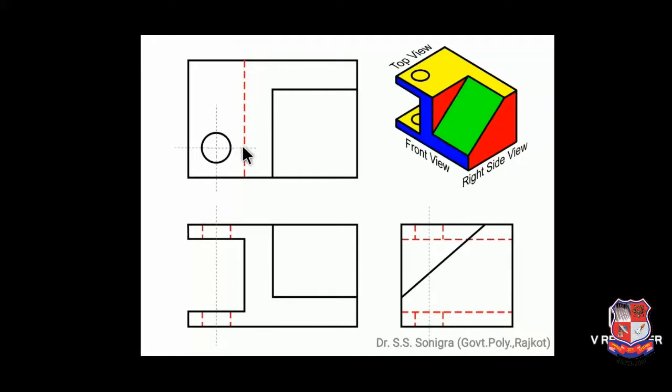In top view, this is hidden line. In front view, these are hidden lines, and in side view, these are hidden lines, because this inner corner and this inner corner will not be visible in right hand side view as well as in top view. So this corner is represented by this dotted line in top view and this dotted line in right hand side view.